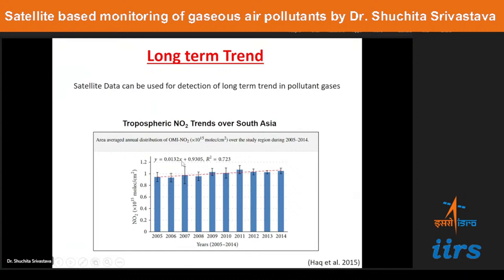This is the y equals mx plus c fit, and it shows the slope, and this is the intercept, and this is R square. So we can calculate the long-term trend. If we have access to satellite data, we can calculate the long-term trend of pollutants.